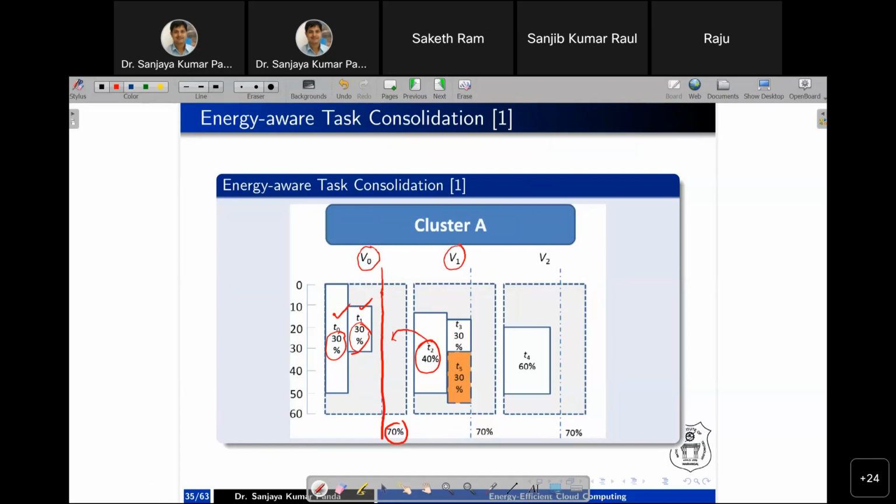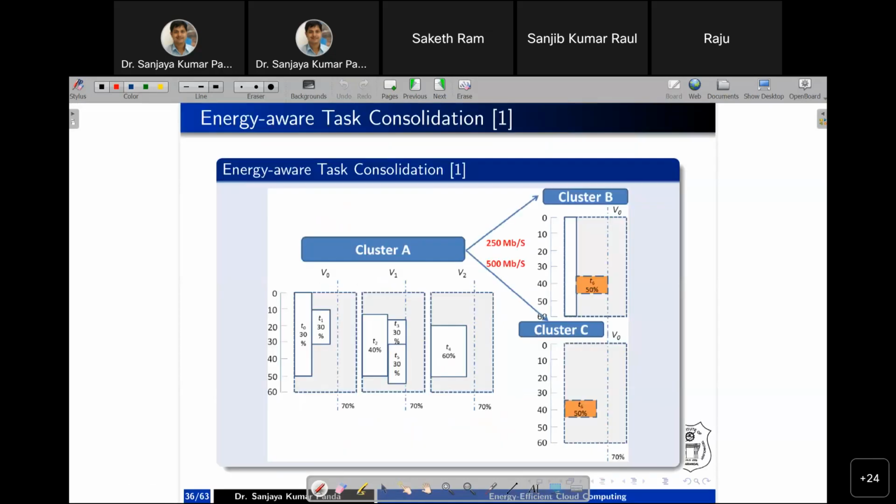Okay. But see this particular scenario. Now, virtual cluster A has three virtual machines. It cannot create more virtual machines, and you have reached the CPU utilization threshold in each and every virtual machine. Now, a new job is coming. Let's say the job is T6. T6 cannot be accommodated in B0, cannot be accommodated in B1, cannot be accommodated in B2.